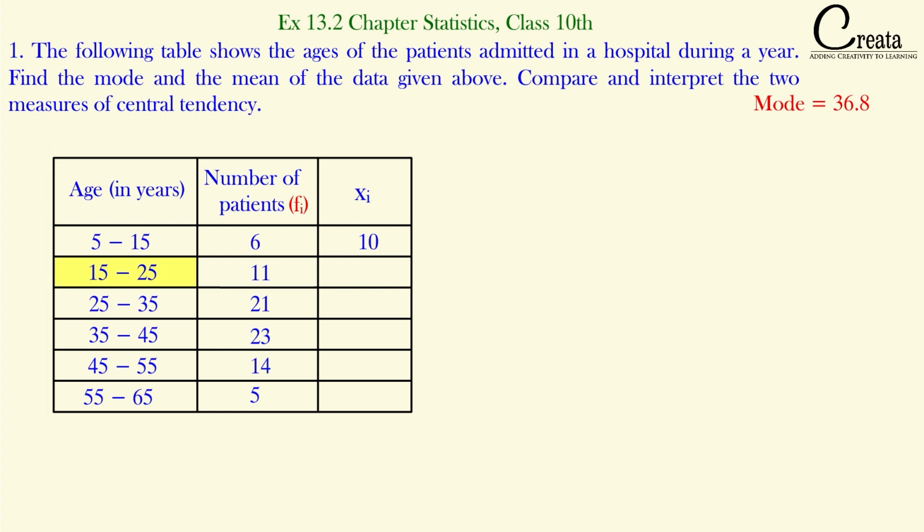Next, 15 to 25, what will be the midpoint? It is 20. Similarly, 25 to 35, the midpoint is 30. Next, it is 40, 50 and 60.